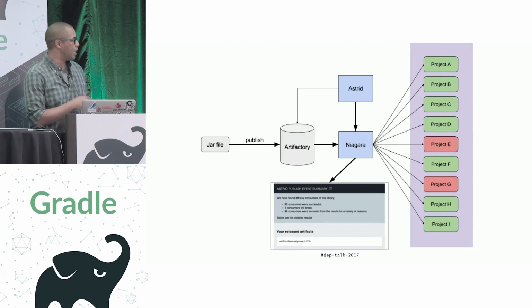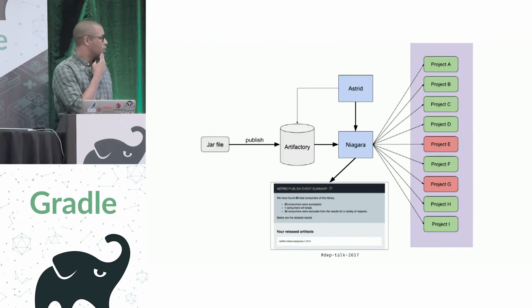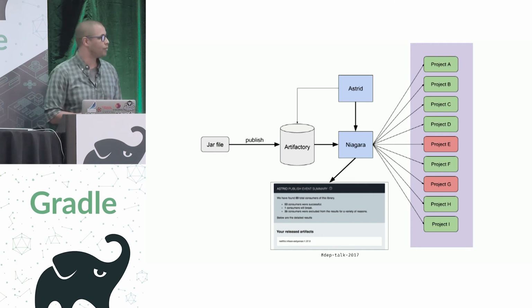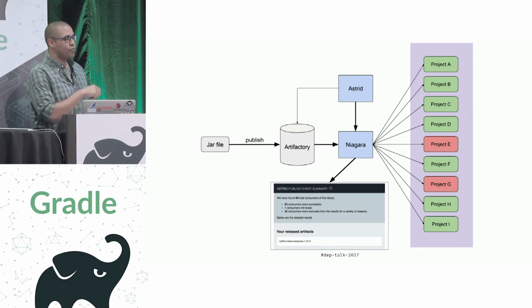And so the way they work together is something like this. We take a jar file and we publish that jar file. The owner of a library would publish that jar file in Artifactory using Gradle. And Astrid would be inspecting and constantly monitoring the artifacts being published in Artifactory.